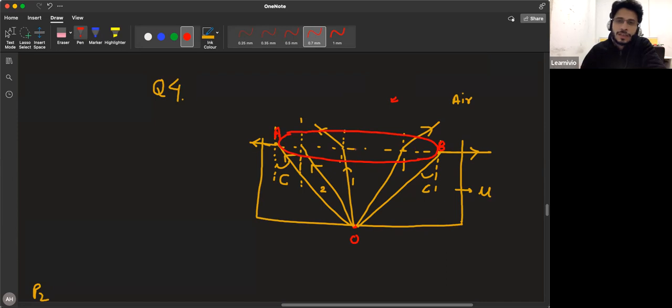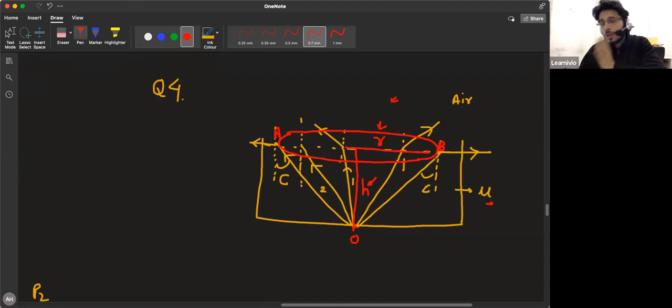So the question is saying the height of this region is h. You are supposed to calculate this h in terms of mu, and the radius of this particular region is r. You are supposed to relate this r, this h, and this mu. This is what you have to do.